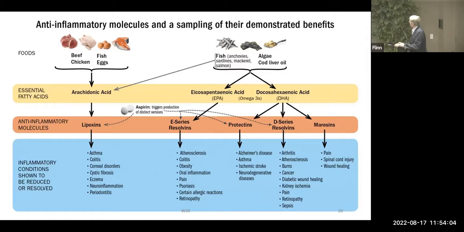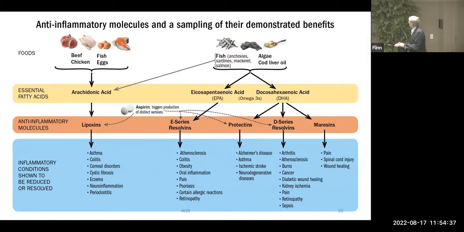These are the foodstuffs from which the EPAs, the omega-3s, are derived. Arachidonic acid is not an omega-3, it's another type of fatty acid, but it still is involved with producing the SPMs. So you've heard of EPA and DHA. If anybody takes fish oil, those are the key components of the fish oil.